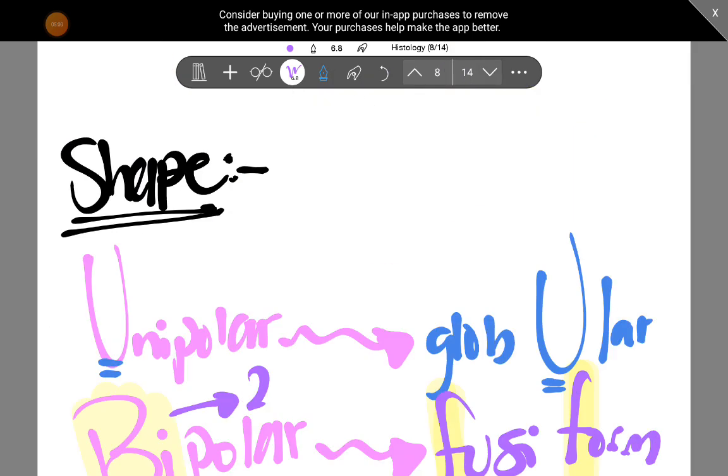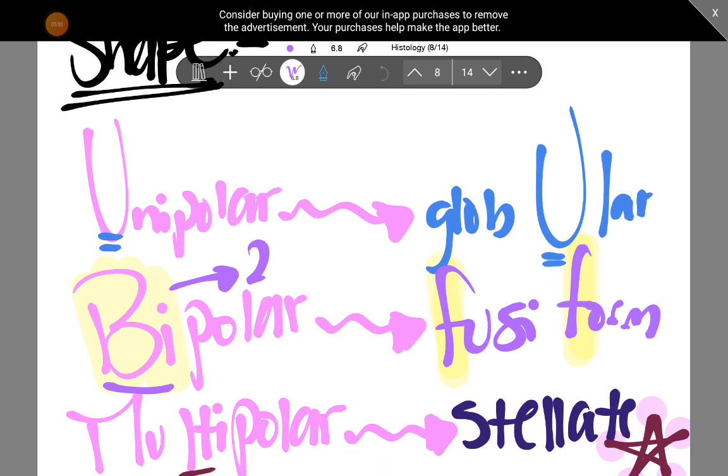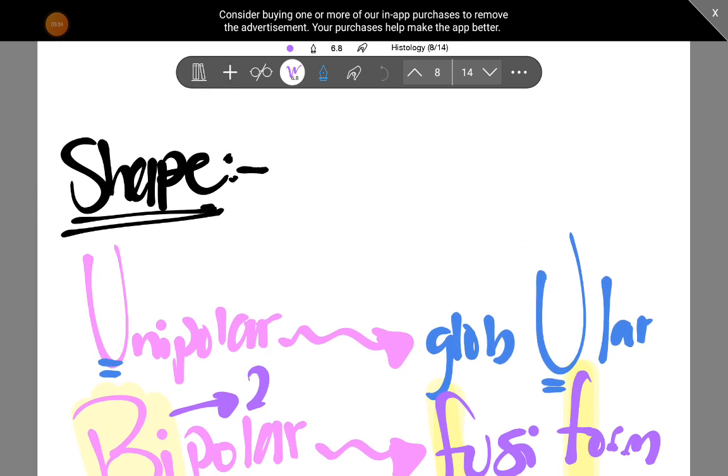Okay, this is actually very nice. And then we want to talk about the shape. Well, the shape can be unipolar, bipolar, or multipolar. Well, how would I differentiate?